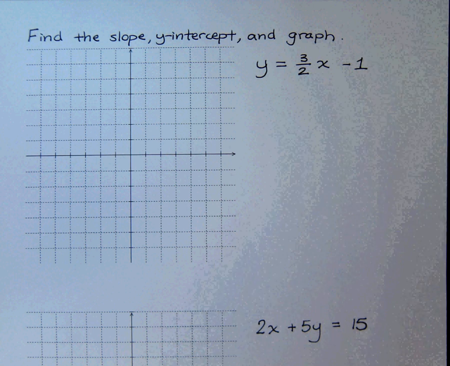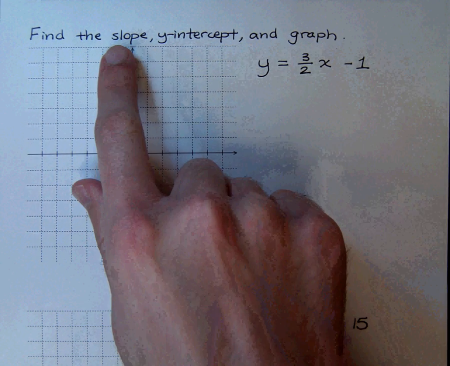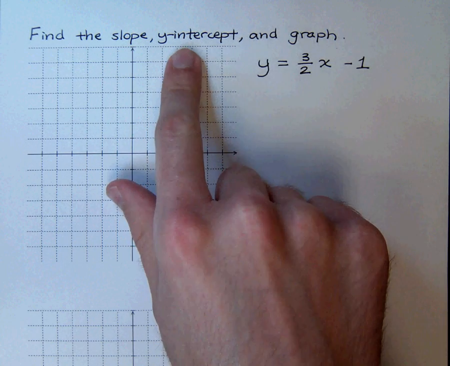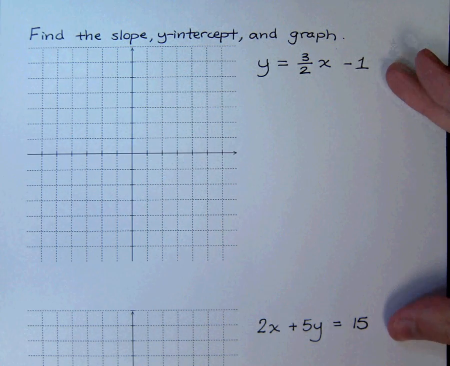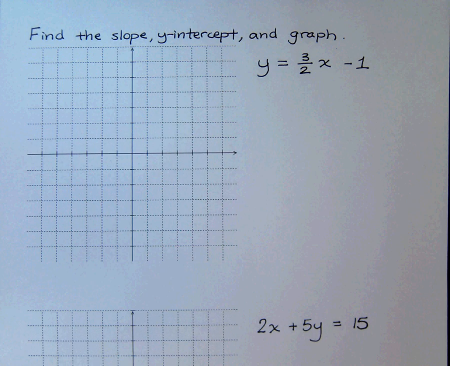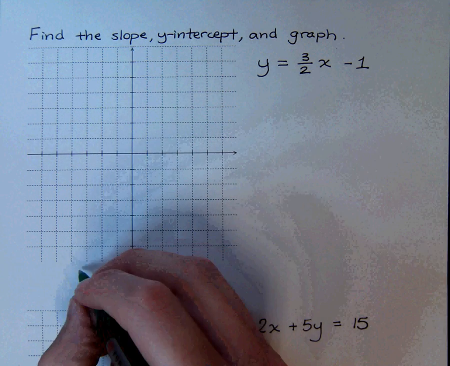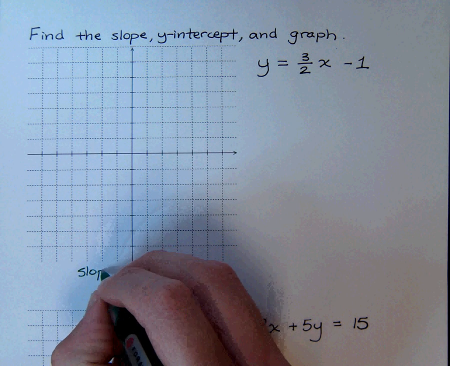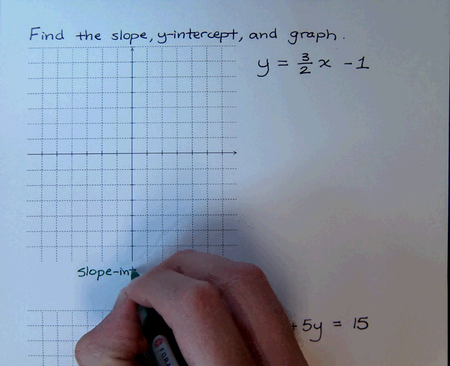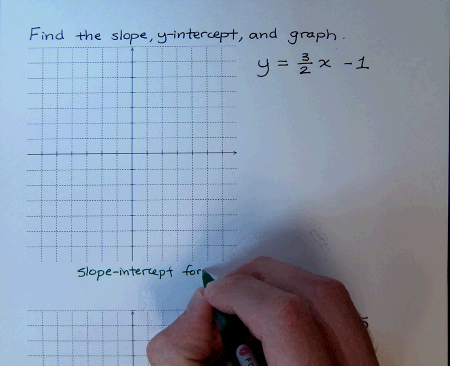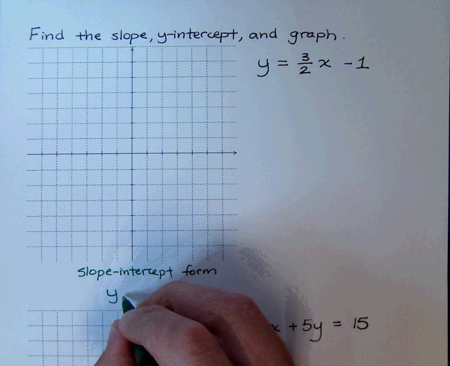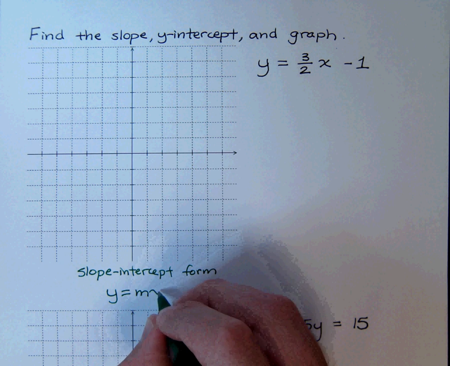In this video, we want to look at finding the slope, the y-intercept, and graph for these two examples here. Remember, we're going to be working with the slope-intercept form. In case you guys have forgotten, the slope-intercept form is y is equal to mx plus b.